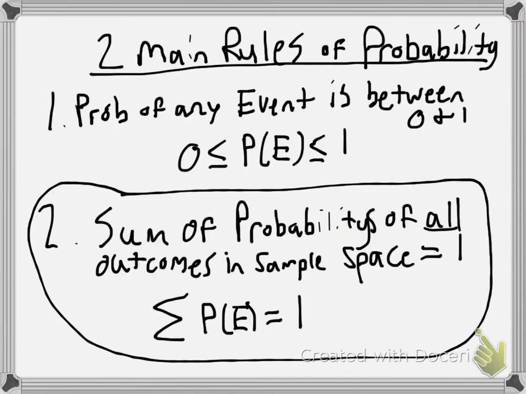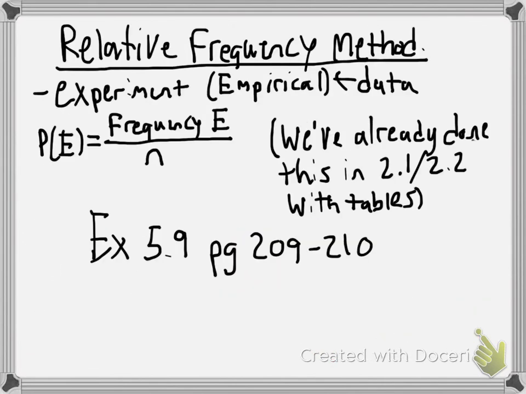So sometimes we have to use a different method of probability called the relative frequency method, and this is where you actually conduct an experiment. You actually do the experiment instead of talking about flipping a coin or rolling a die without actually doing it. You actually do it and record the frequency, and you make a table.